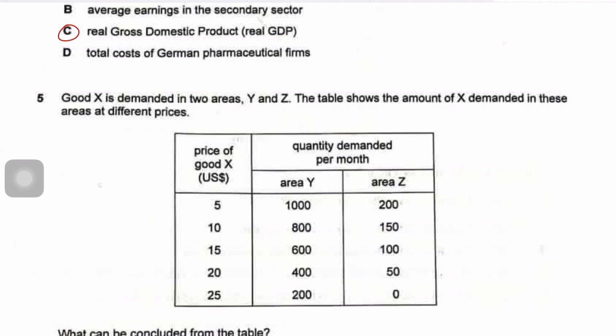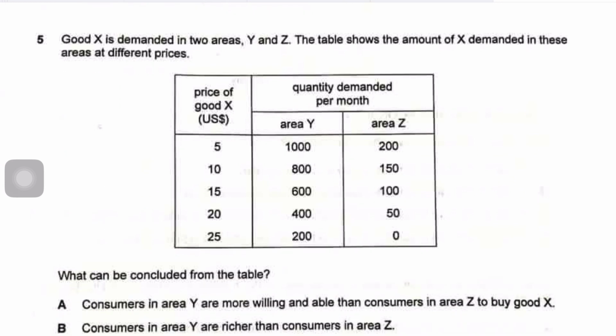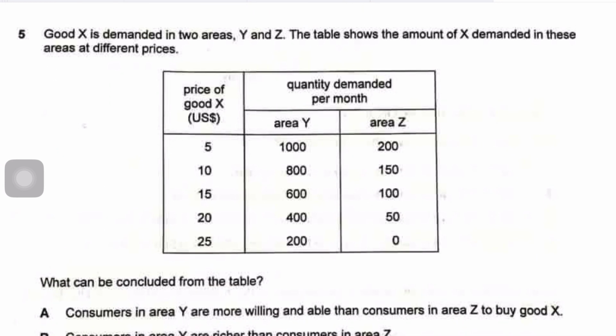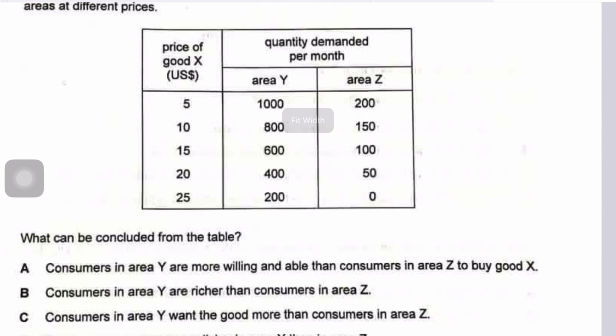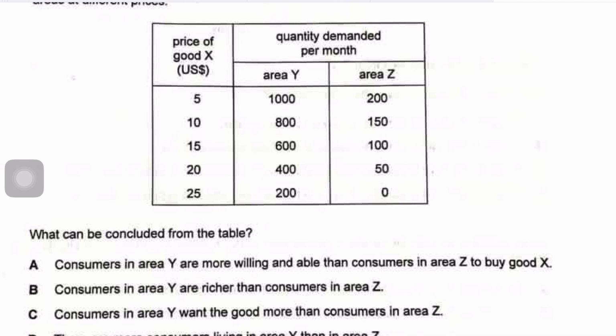Question number five says, good X is demanded in two areas, Y and Z. The table shows the amount of X demanded in these areas at different prices. So just like we have individual demand curves of Mr. A, Mr. B, here they have given the quantity demanded in different areas, that is area Y and area Z. So one thing that we clearly can see from this table is that the quantity demanded in area Y is more than area Z at each and every price.